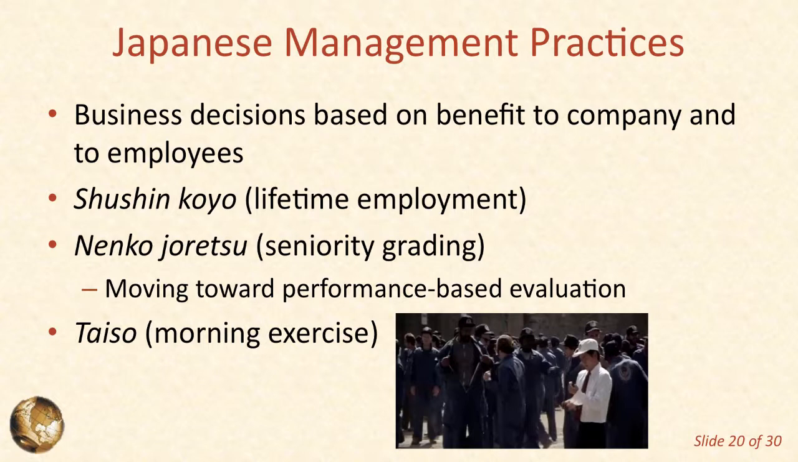So Japanese business decisions are based on what's good for the company, but also on what's good for employees. It's not as absolute a capitalist system as in the United States, where the bottom line is profit, and that's really the only focus of the company. In Japan, there was, for a long time, a sense that the company owed something to employees, just like the employees owed something to the company. And one of those guarantees was lifetime employment. With the financial problems in the last few decades, that's less the case. It's also less the case in Japan that everything works according to seniority.